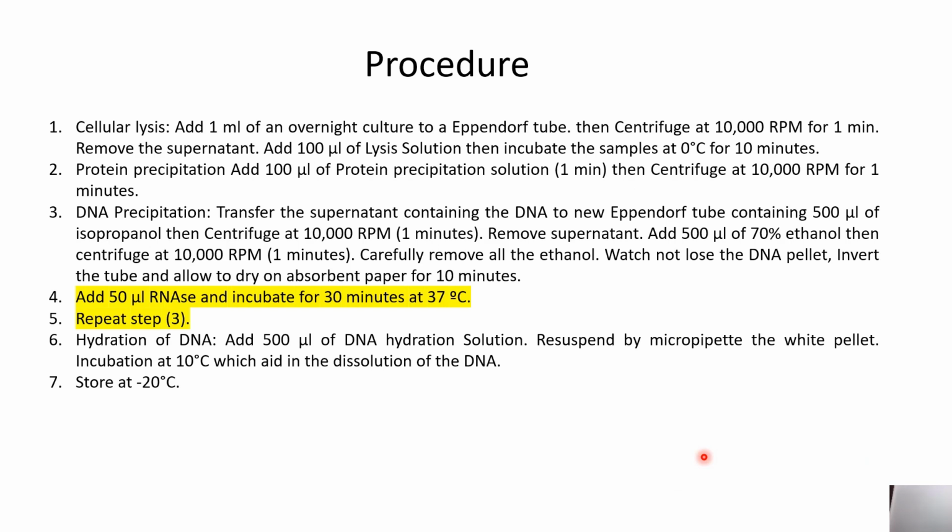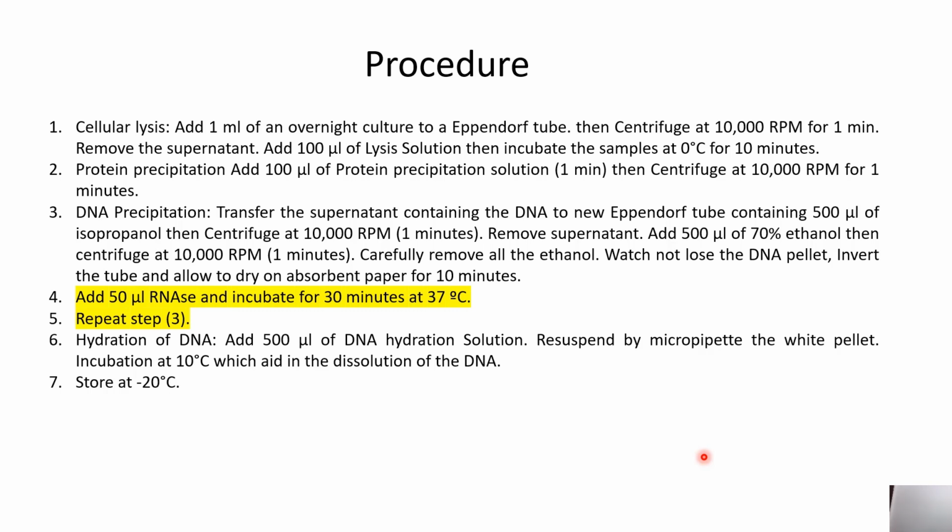If we talk about the procedure, this is a brief schematic, a flowchart or step by step of the procedure. So you add overnight culture to tubes and centrifuge it to get the cell pellets. Okay, you remove the supernatant, which is nothing but used media. Then you add lysis solution, then you incubate the samples for some time. Then you do the protein precipitation step, then centrifuge for some minutes.